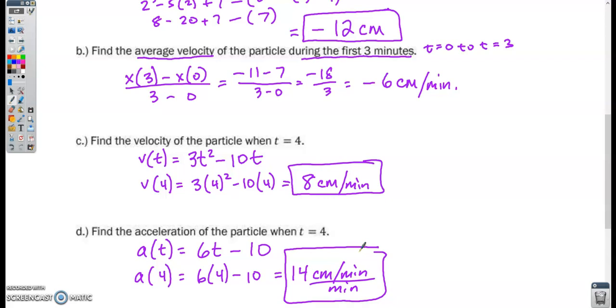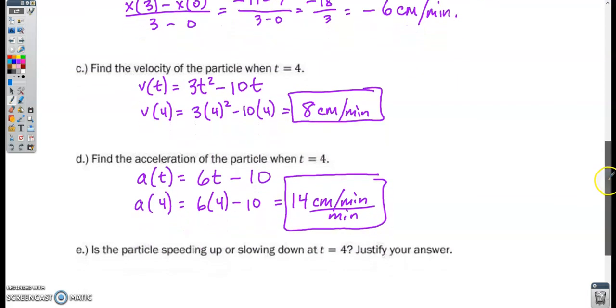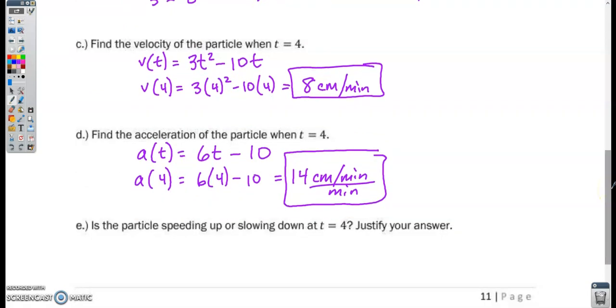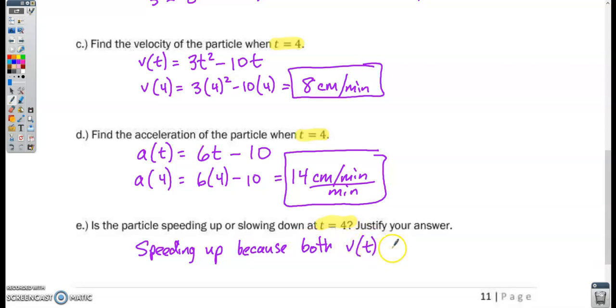And then the last question here in this problem, is the particle speeding up or slowing down at t equals 4? Justify your answer. Well, we already found, and this is why we did parts C and D, we already found the velocity and the acceleration at time 4. So is the particle speeding up or slowing down? Both of these values are positive. So it is speeding up because both v of t and a of t are positive at time 4.